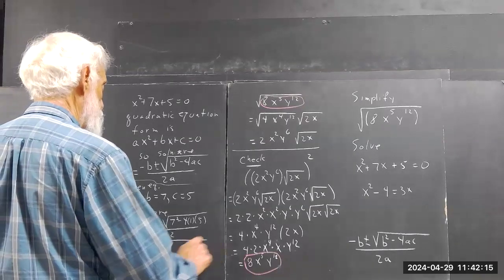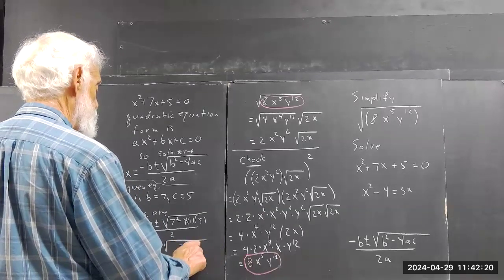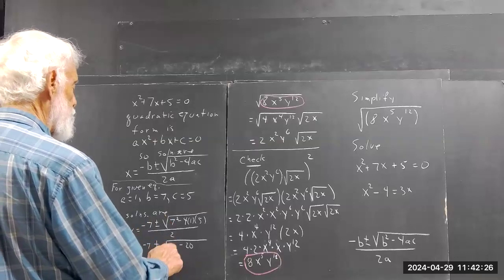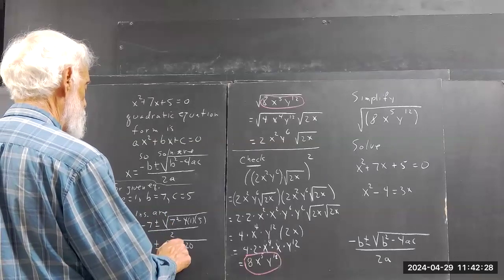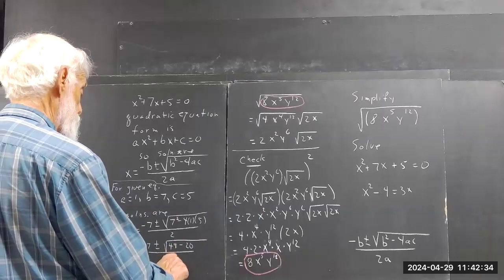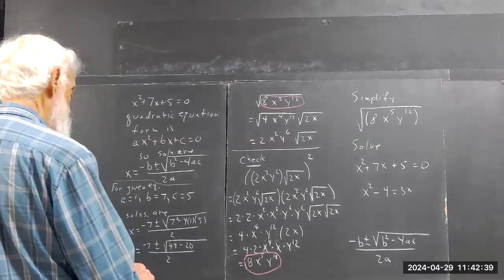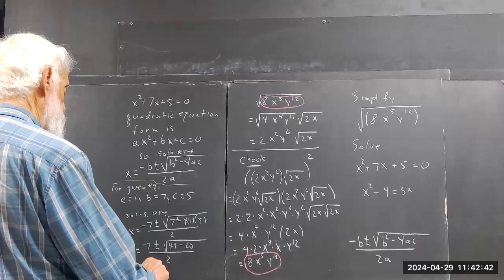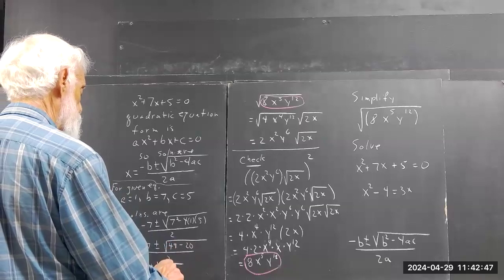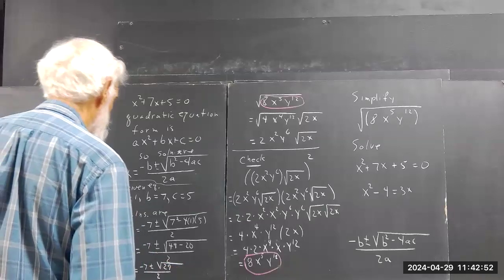Now, one thing I saw was 7 squared minus 20. Well, what's 7 squared? Got the answer, 49. As soon as you see that 7 squared, you'll make it 49. So now we get negative 7 plus or minus the square root of 49 minus 20, which is 29, divided by 2.